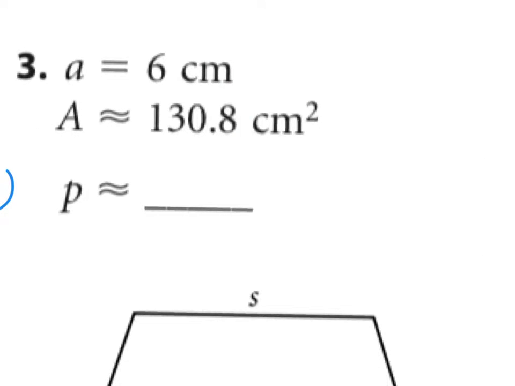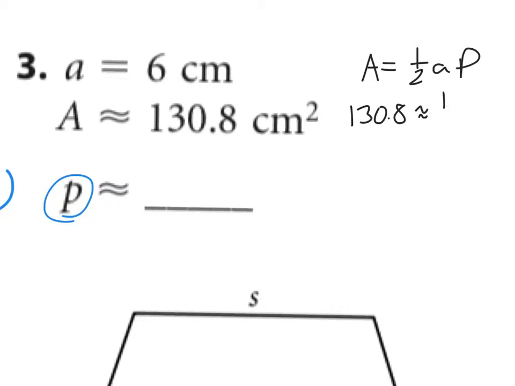All right, in this next example, we're trying to find the perimeter of this shape. Sometimes they'll ask you to find the side, so just beware, pay very close attention. So I do have area is equal to 1/2 aP, so I'm going to substitute accordingly. Area is 130.8, so it's approximately equal to 1/2 times 6 times P. Together here, this gives me a 3, so when I divide 130.8 by 3, P is approximately 43.6.